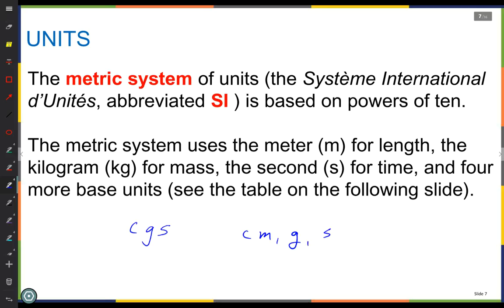And if you use the CGS system, you end up with units like dynes for force and ergs for energy. So if you ever see dynes and ergs, they're units in the CGS system instead of the meters, kilograms, seconds, MKS.